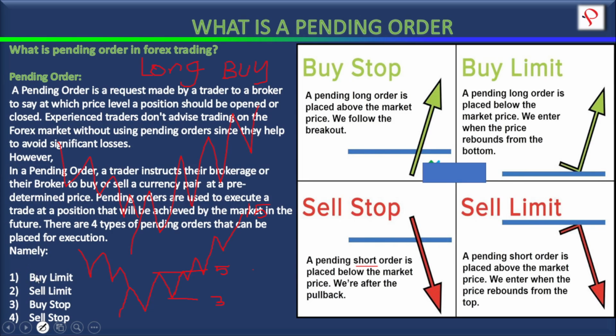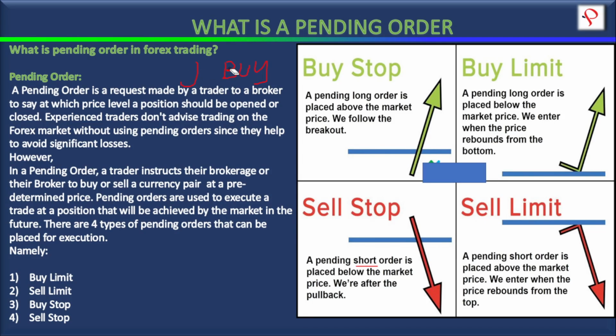Let me quickly erase this so that we can go to the next one. So a buy stop order is a long order that is placed above the current market price. Is that clear? It is placed above the current market price. So when price gets to your determined price of execution, it puts you in the trade. Is that clear? Yeah, so that is just that.